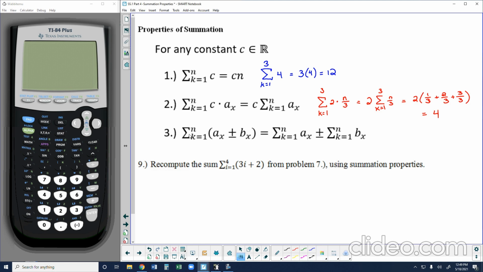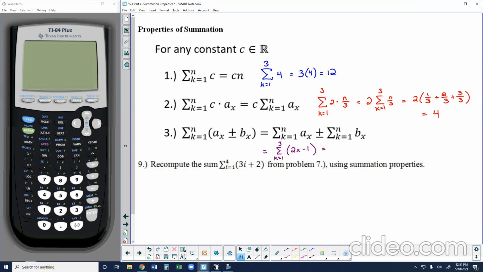So let's take a look at the third one. The third is if I have the addition of 2 elements, I can do the summation of each element one at a time and then add those together. This is most useful if we had, let's say, a sum of k equals 1 to 3 of 3x minus 3. Actually, let me change those numbers there. Let's make this 2x minus 1. So I have multiple terms in there.